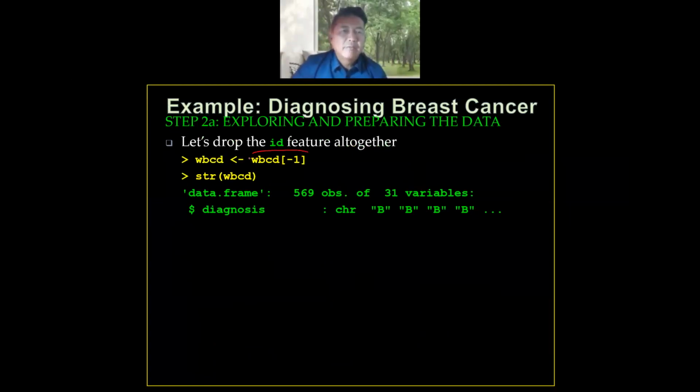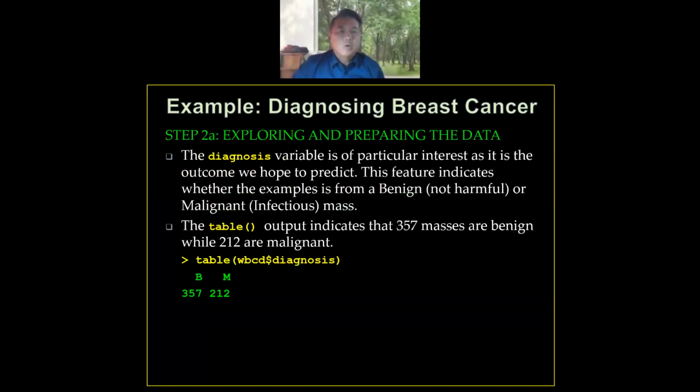So in that case, we will remove the first column. So we will drop that one. If we look at the structure again after removing the first column, now we only have 31 variables, with 569 observations. We could also look at the content of the table. So we can see, okay, this is the data that we have.